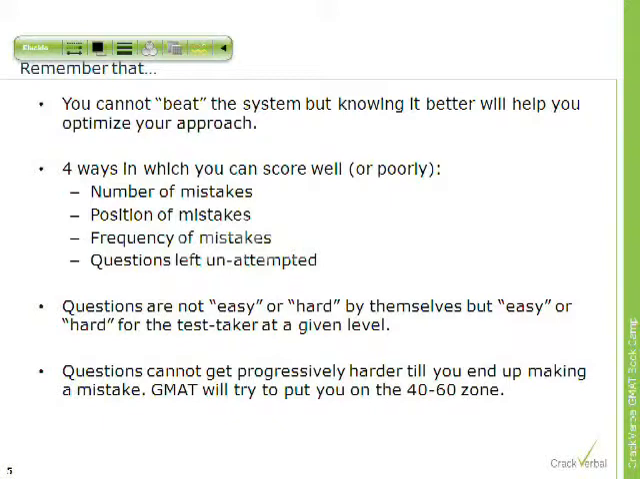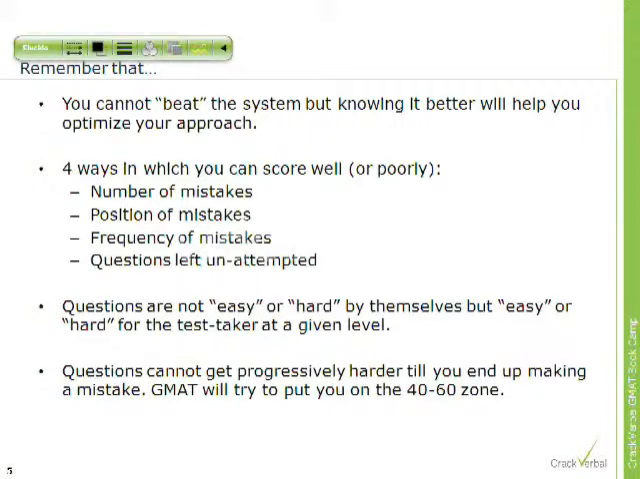So the number of questions that you get right or wrong is definitely a huge factor. The position of the mistakes. Now, as we saw in the previous diagram, if you make more questions wrong towards the start of the test, you will be slightly more penalized as opposed to questions towards the end of the test. But all things being equal, do not make mistakes either at the start or at the end, correct?